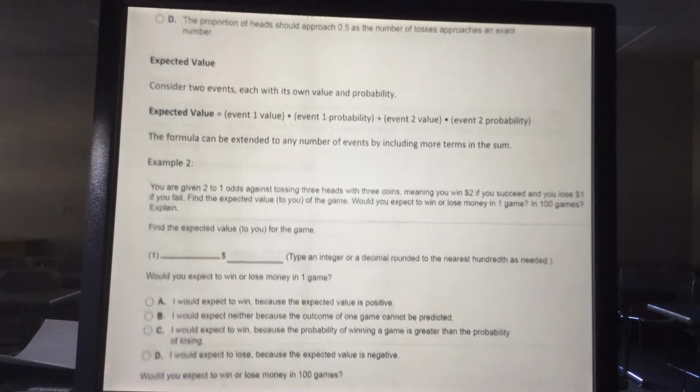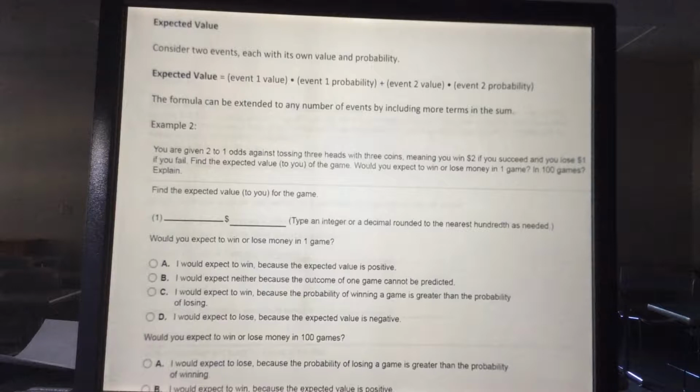So in example 2, we'll start with this. You are given 2-to-1 odds against tossing 3 heads with 3 coins, meaning you win $2 if you succeed, and you lose $1 if you fail. Find the expected value to you of the game. Would you expect to win or lose money in one game? And what about in 100 games? And explain. Let's start off with the expected value for this game.